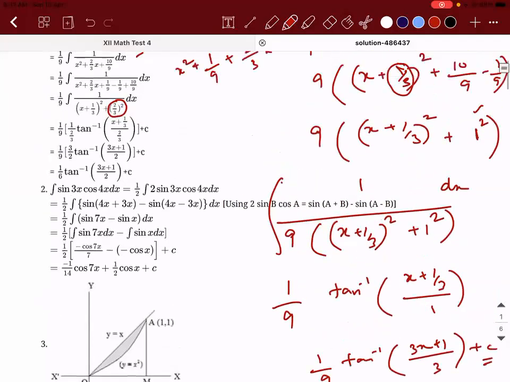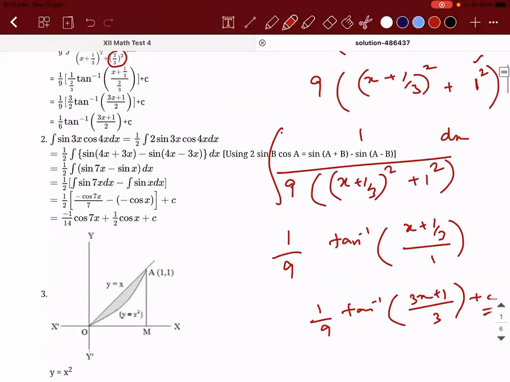Okay, sir. I hope you understood, right? Second. Yes, sir. So integral of sine 3x into cos 4x dx. What is this? This is of the form integral of sine A cos B, right? So whenever you have this kind of scenario, you need to multiply with 2 and divide it with 2. When you do this, you get 2 sine A cos B. So 2 sine A cos B is actually nothing but sine of A plus B minus sine of A minus B. So sine of A plus B is 3x plus 4x, minus sine of A minus B, that is 4x minus 3x.